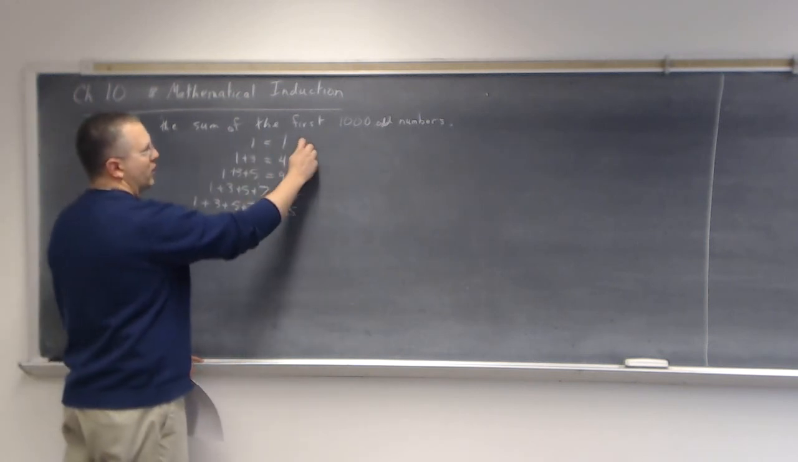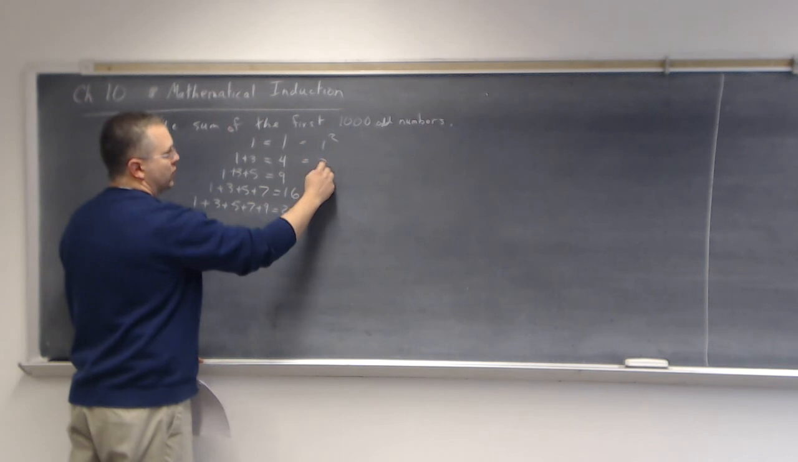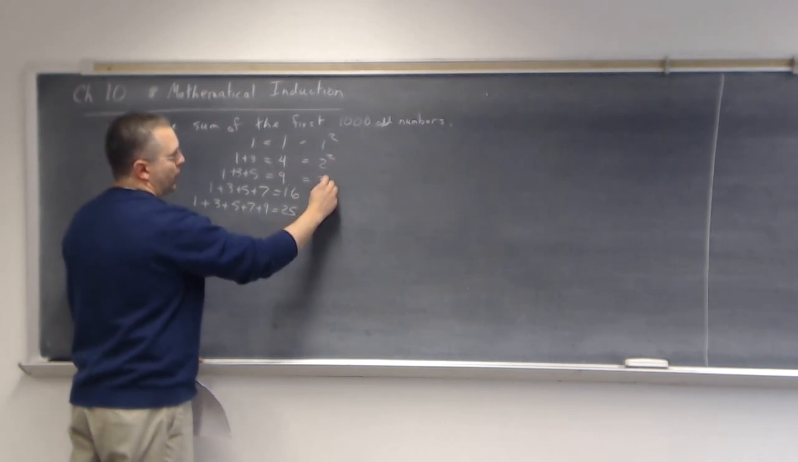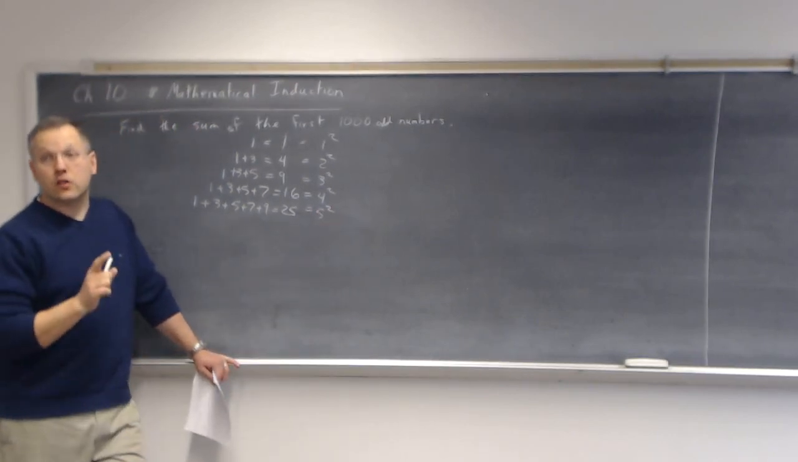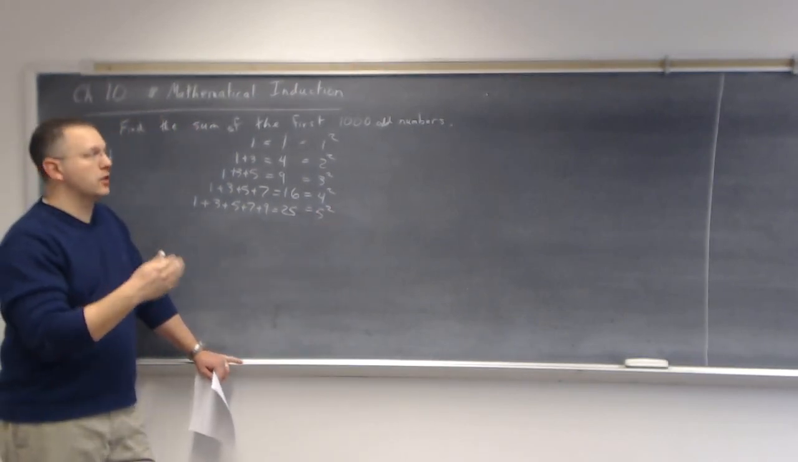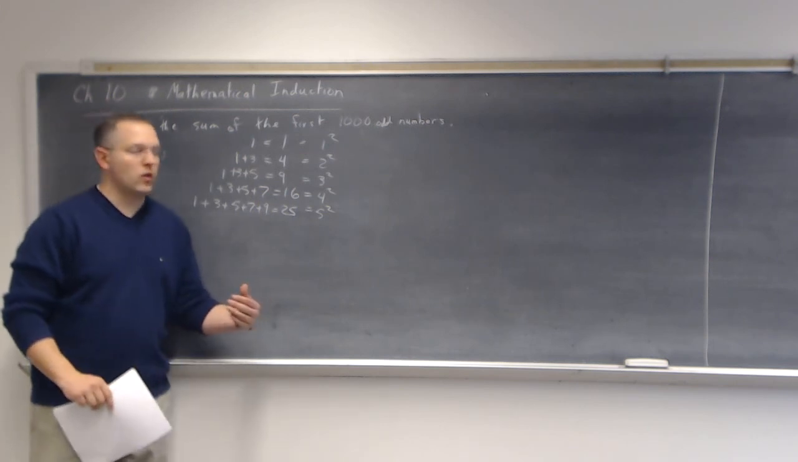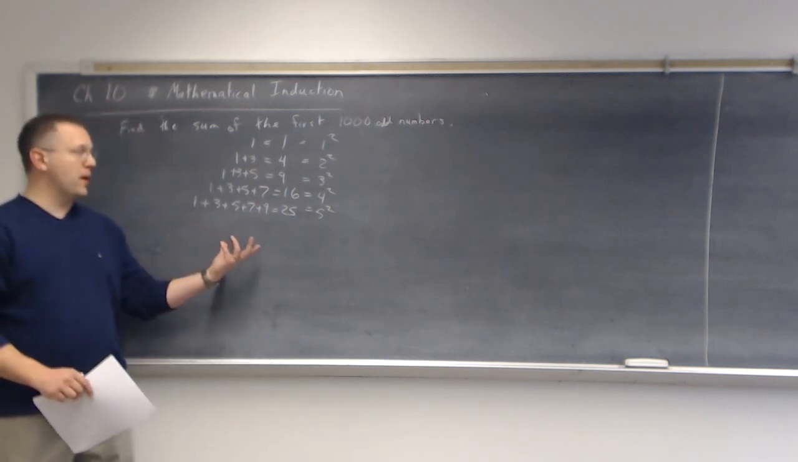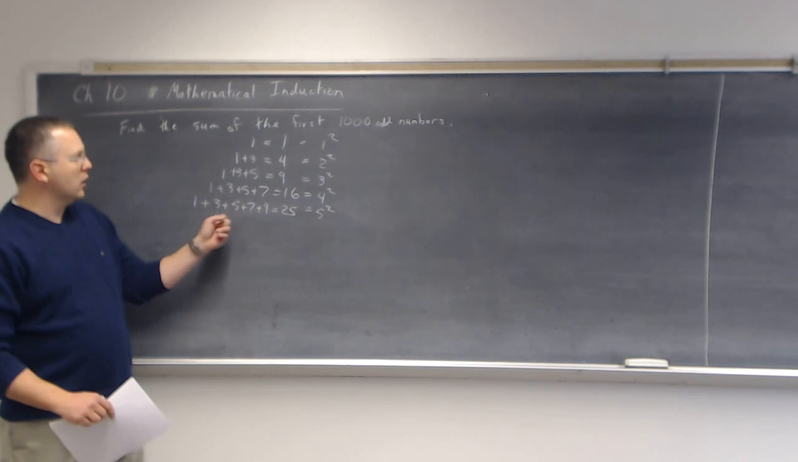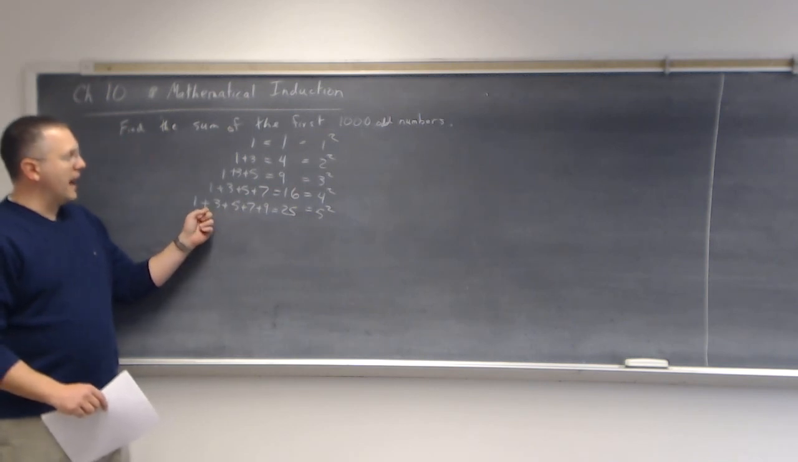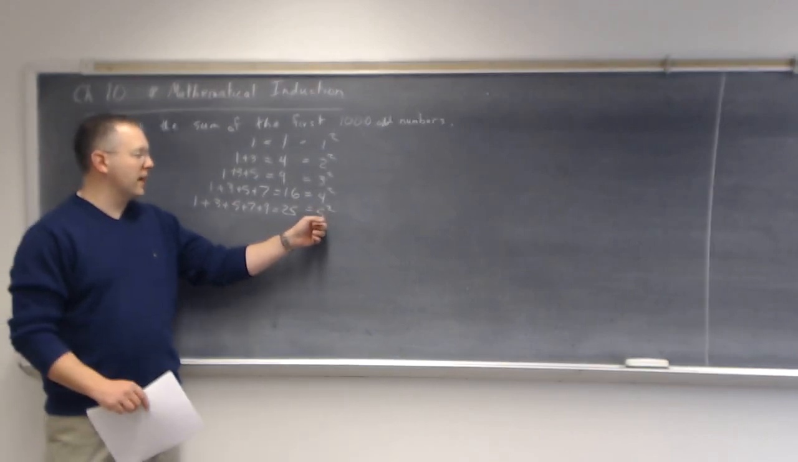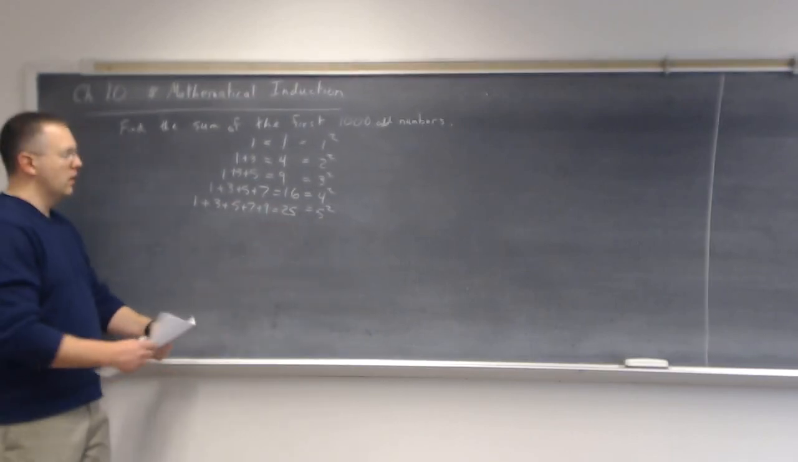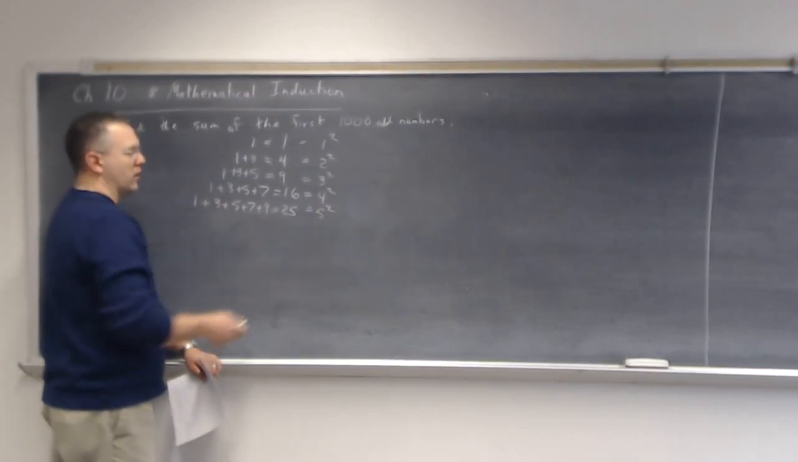So check this out. The sum of the first 1 is 1 squared. 4 is 2 squared. 9 is 3 squared. 16 is 4 squared. 25 is 5 squared. So we have a conjecture, a possible theorem. I claim that if I add up a certain number of odd numbers, it'll always be that number squared. The sum of the first 5 odd numbers is 5 squared.